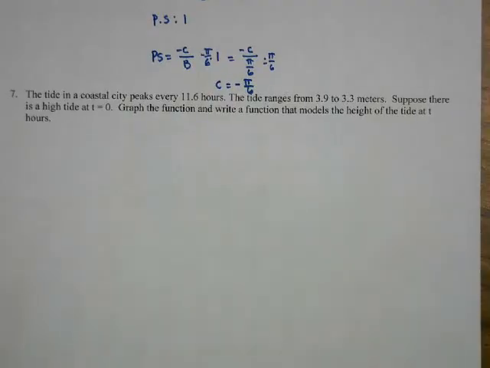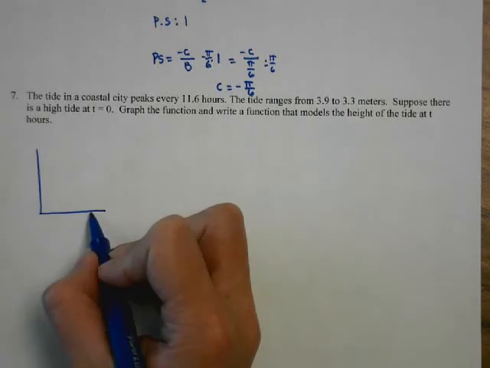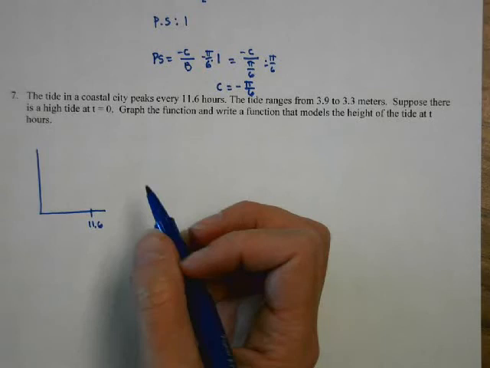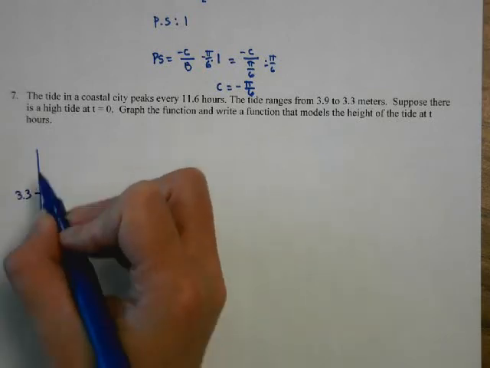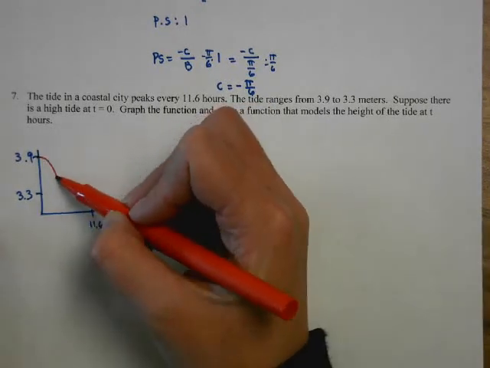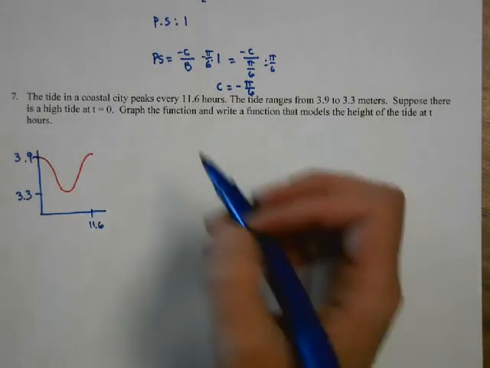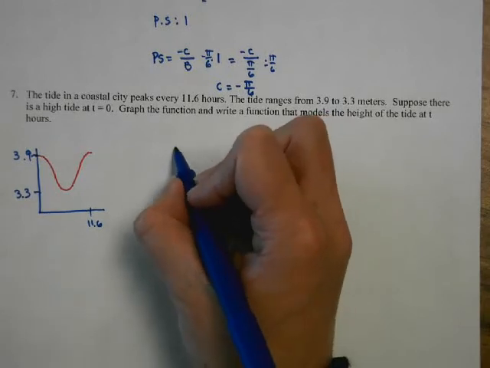One more example. The tide in a coastal city peaks every 11.6 hours. The tide ranges from 3.9 to 3.3 meters. Suppose there is a high tide at t equals 0. Graph the function and write a function that models the height of the tide at t hours. So my graph, it takes 11.6 to complete a cycle. It goes from 3.3 to 3.9, and we're starting at high tide. Okay, so our function is going to be a positive cosine.